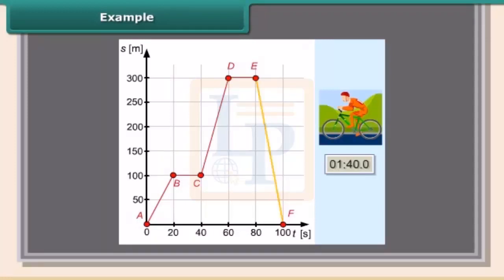Then from segment EF we can discover that the cyclist turned back and after 20 seconds reached the location from which he started his journey. He was moving with a constant speed of 15 meters per second.